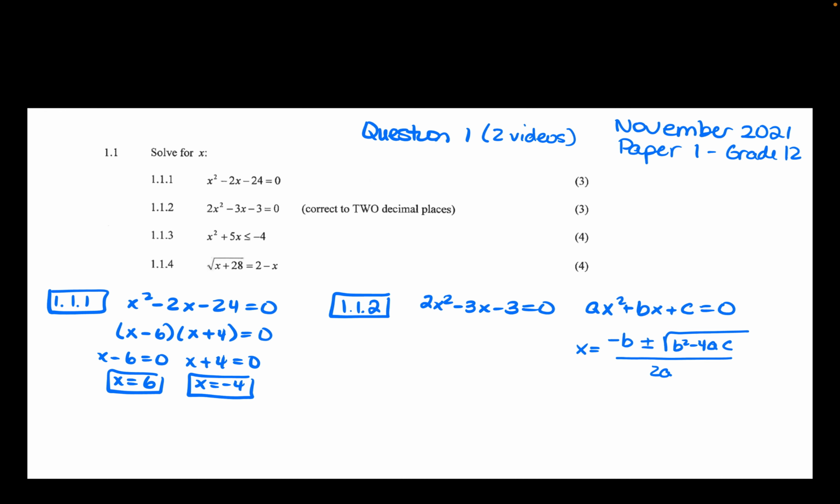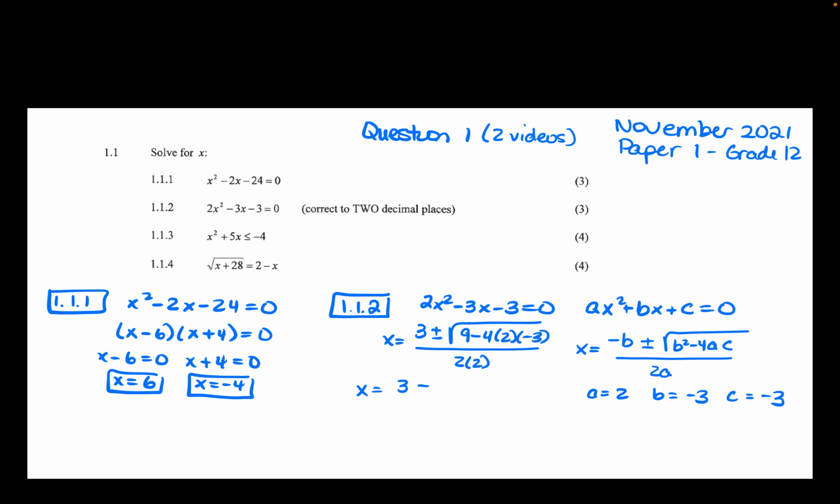So let's use that formula. In this problem, a is going to be 2, b is going to be negative 3, and c is going to be negative 3. So x equals the opposite of negative 3, which is 3, plus or minus the square root of negative 3 squared, which is 9, minus 4 times 2 times negative 3, all over 2 times 2.